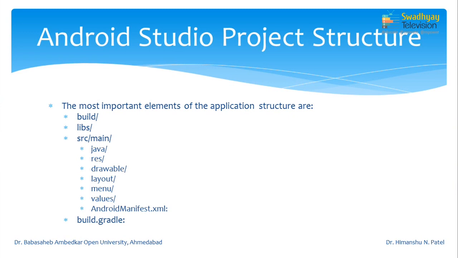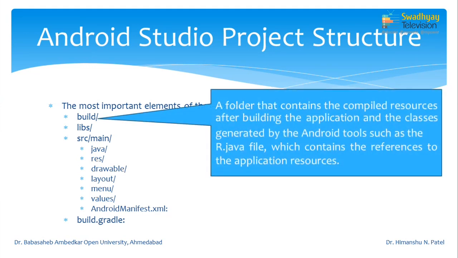Now let us look at what is actually stored in all these folders, because we have not discussed how the project structure is organized. So we will understand what content is stored in the different folders created by Android Studio whenever you create an Android application project. First is the build folder. What is there in the build folder?